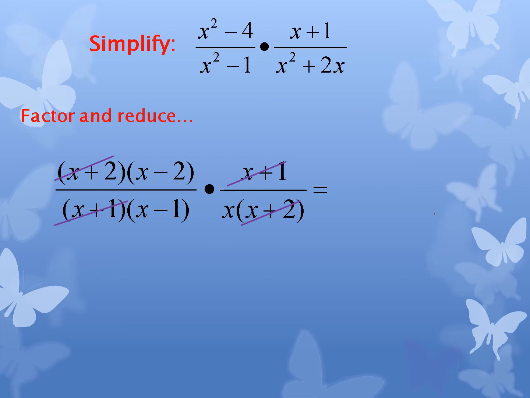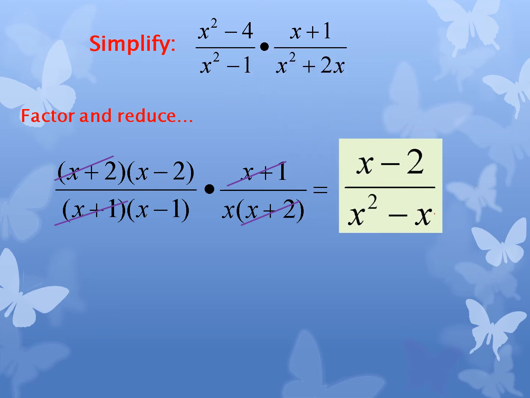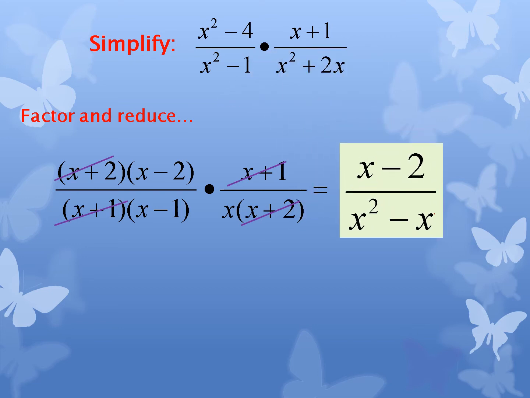So now that I've canceled out all common factors, I am going to multiply the results back together. On top, I have x minus 2, and that becomes (x minus 2) over (x squared minus x). Now that cannot be simplified any further.